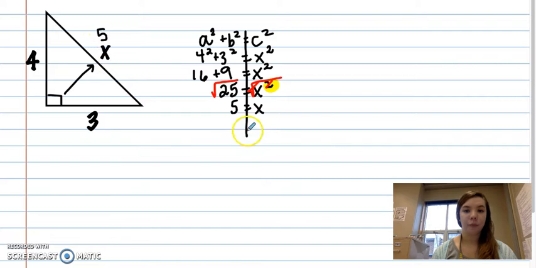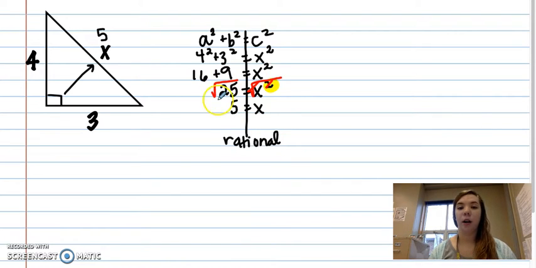The last thing we want to do is identify whether our answer is rational or irrational. Since 5 is a whole number, it is rational. And when you're talking about square roots, if it's not a whole number, it's going to be one of those long decimals. So if it's not a perfect square, like 25, then it's irrational. If it is a perfect square, then it's rational. And remember, the first 10 perfect squares are on the cabinets in our classroom.